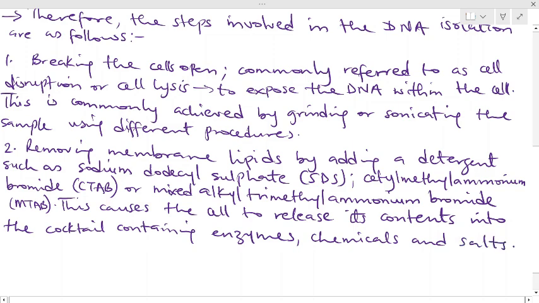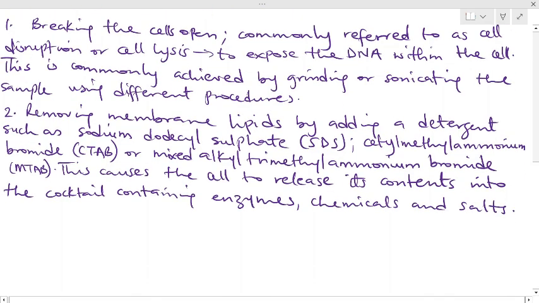Okay, so that's step number 2. By removing the lipids, you add a detergent. Examples of detergents are sodium toluene sulfate, cetyl trimethyl ammonium bromide, your CTAB, and mixed alkyl trimethyl ammonium bromide, which is your NTAB. The addition of these detergents causes the cell to release its content into the cocktail containing enzymes, chemicals, and what? Salts.